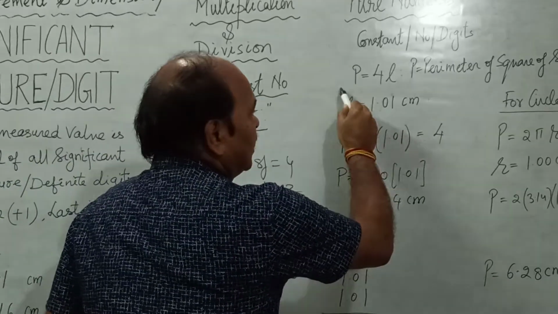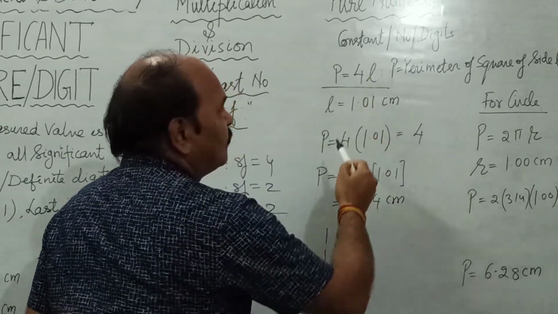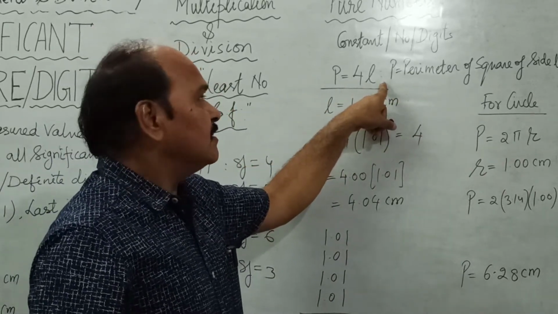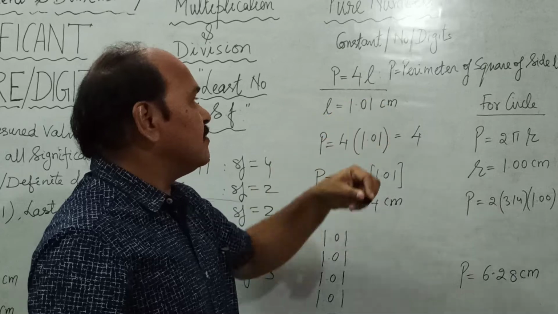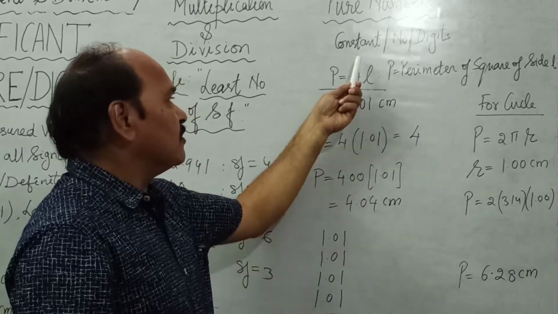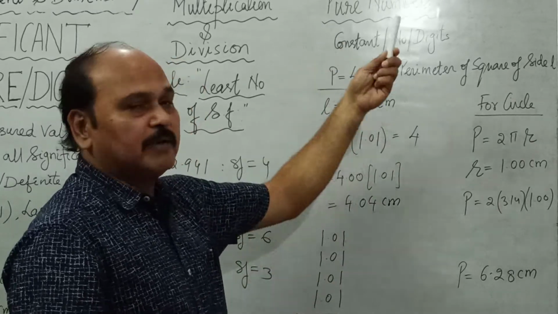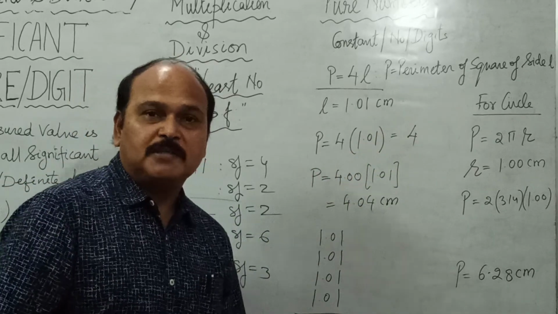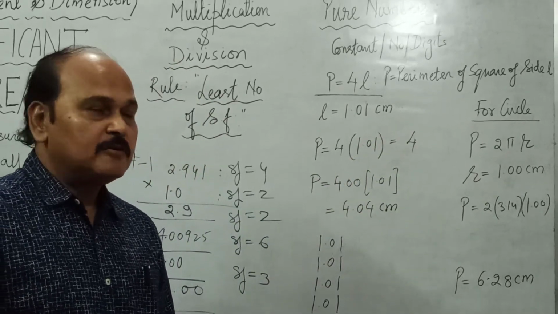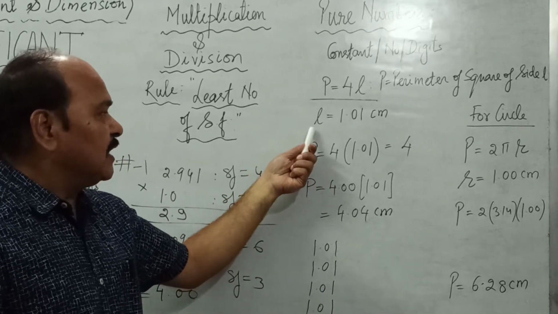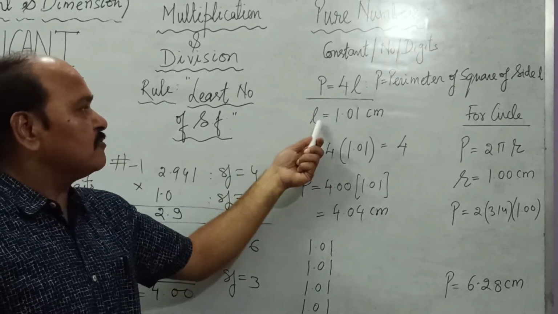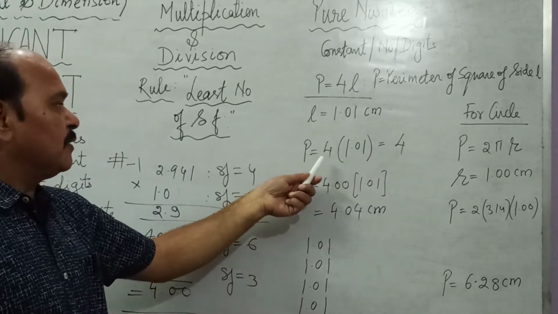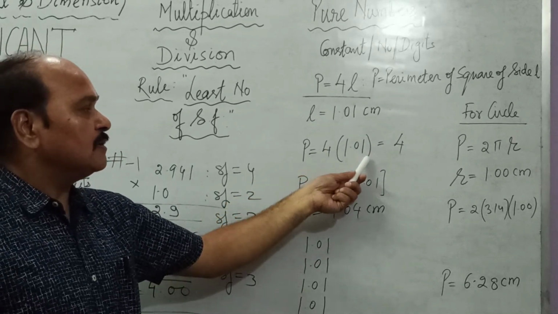Like P is equal to 4L. P is the perimeter of the square and L is the side of the square. So P is equal to 4L. What is this 4? This 4 is a pure number. It is not that we use some instrument to measure this 4. So if the question is, what is the perimeter of the square whose length is 1.01? We multiply this 4 with 1.01.